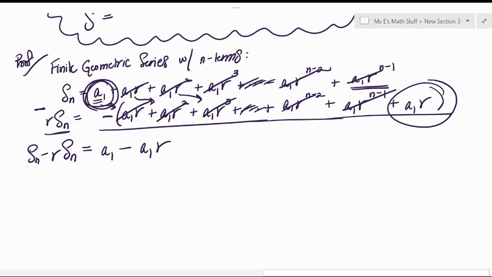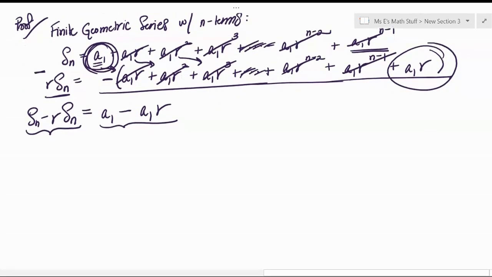And not only that, but if you've been sufficiently tortured in algebra classes in the past, you're going to feel a strong urge to factor out common factors in the stuff that's left. For example, on the left side, we could factor out s sub n, and we'd have to multiply that by 1 minus r. And then on the right side, we could factor out a sub 1, and we'd have to multiply that by 1 minus r.